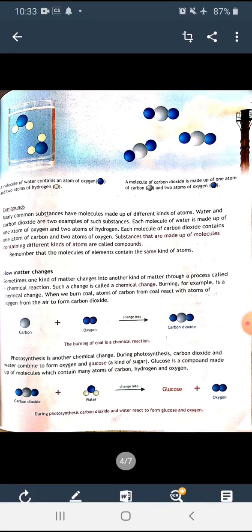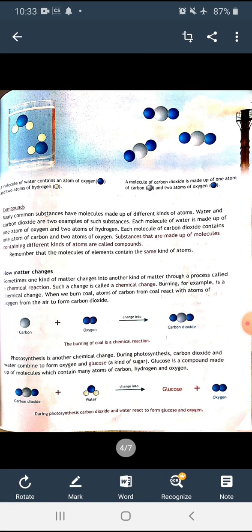Next is photosynthesis. What is photosynthesis? All of you know that photosynthesis is the process by which plants make their own food, but it is another chemical change. During photosynthesis, carbon dioxide and water combine to form oxygen and glucose. Glucose, what? A kind of sugar. And it is a compound made up of molecules which contain many atoms of carbon, hydrogen and oxygen.